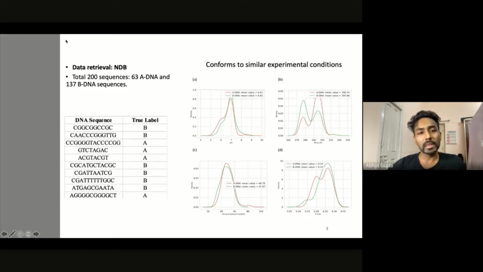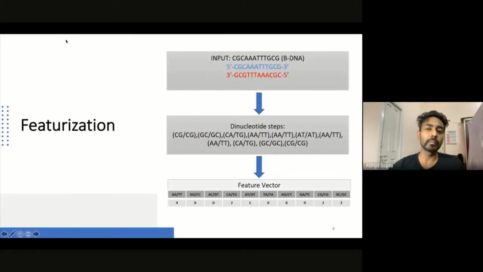The proportion of the sequences was 63 were A and 137 were B. As you could notice, there's a class imbalance involved here. And choosing the same experimental condition makes them conditionally independent, which is the key step required when we are posing such a problem, because we want to predict the final conformation just by taking information from the sequence and nothing else. For any machine learning approach, we need to have features.